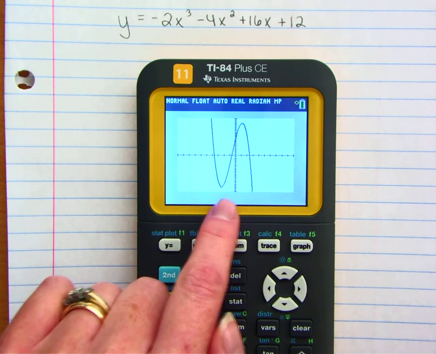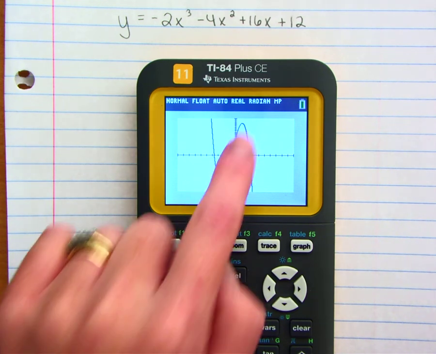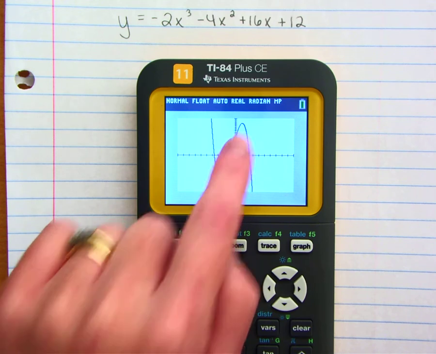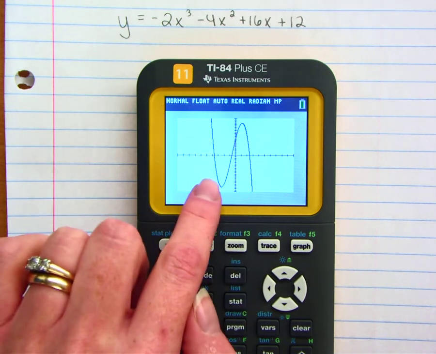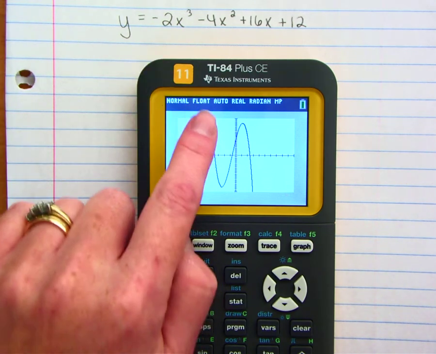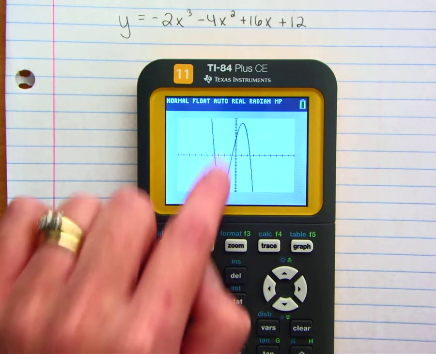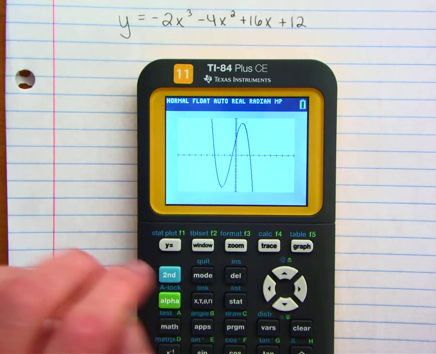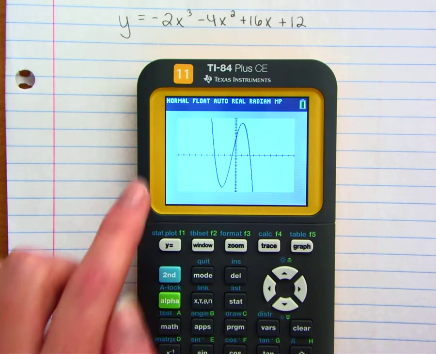If it still does not fit in your window, you would adjust more. In this case, we can see that we can now see the minimum and maximum points. We can see the shape of our graph. It was a negative cubic function, so we see that the graph is going down, and it's got the cubic function with the opposite end behavior. So we're good with the graph window.